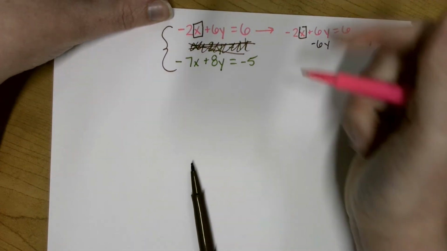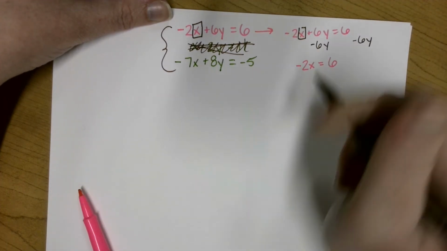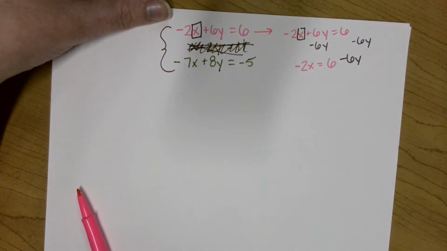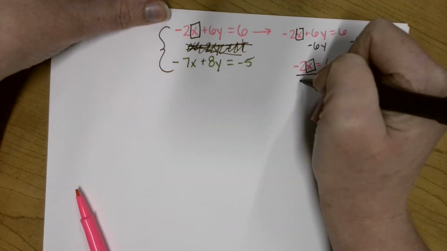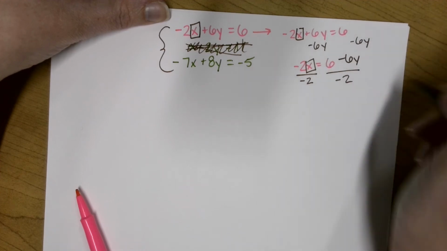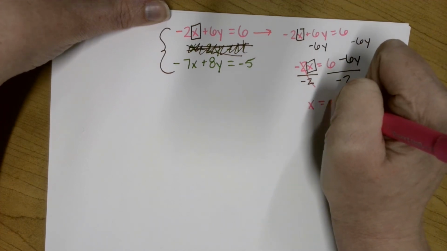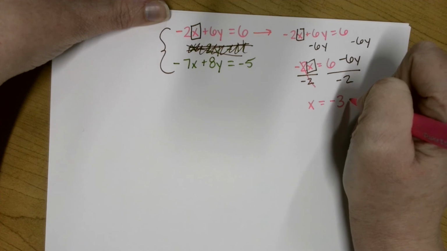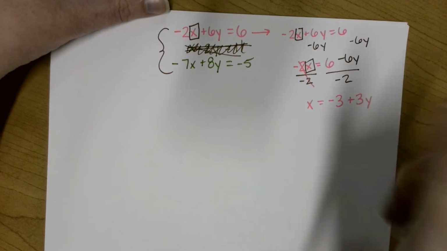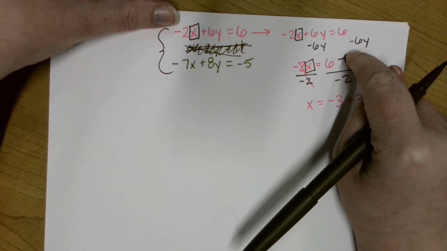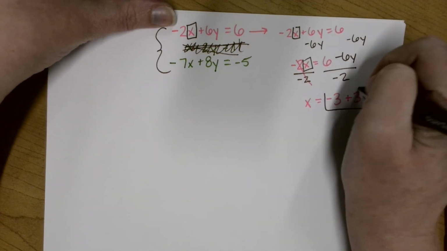and that will give me -2x equals 6 minus 6y. Okay, the only other thing I need to get rid of is that -2, so we'll divide everything by -2. These cancel, and I have x equals -3 plus 3y. I had to think. So 6 divided by -2 is -3. -6 divided by -2 is +3. So we have what x equals.